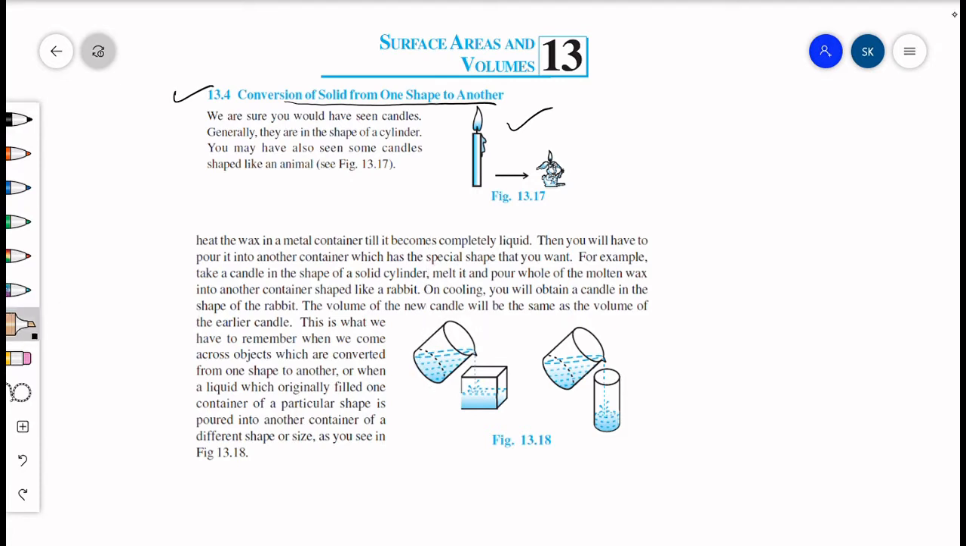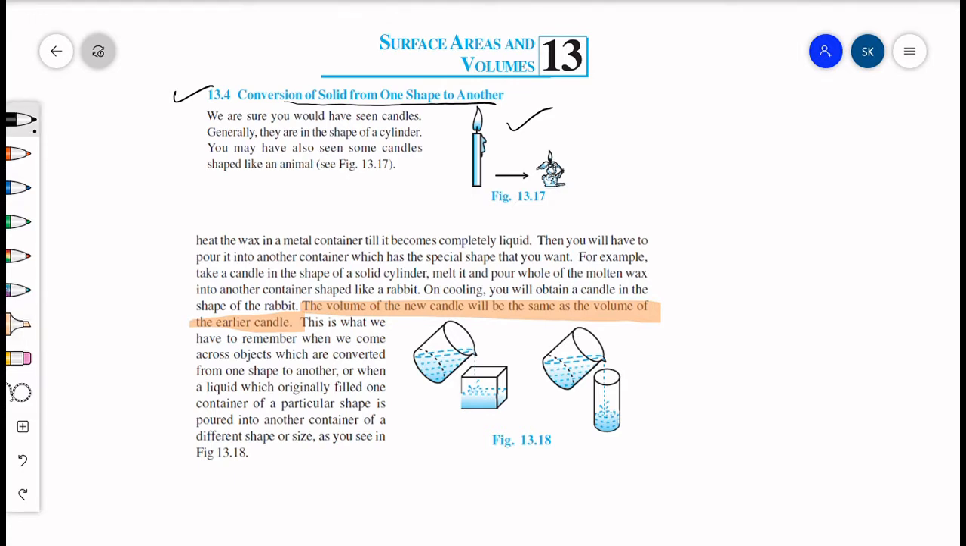So you need to understand here, and you can highlight this in your textbook also. The volume of the new candle will be same as the volume of the earlier candle. Volume before and after molding remains same. This concept has many applications in industry.